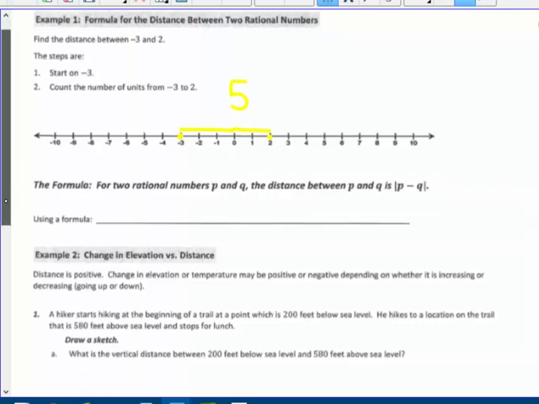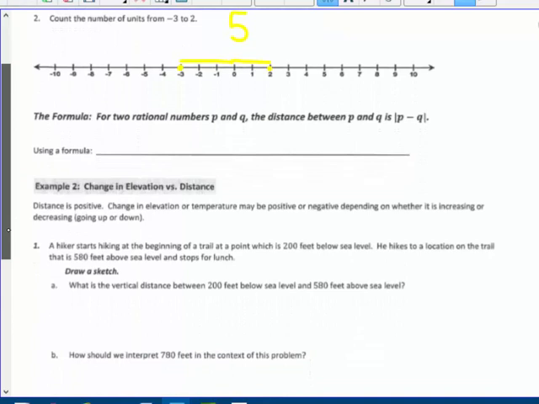The formula for two rational numbers P and Q, the distance between P and Q, is the absolute value. Distance does not get a sign on it. It's the absolute value of the first number minus the second number. So using the formula, -3 minus 2, take the absolute value of that. Or I could switch it. Remember, we saw that the order didn't really matter.